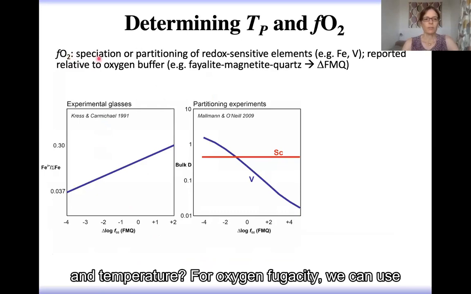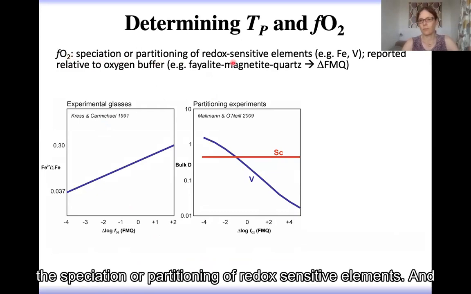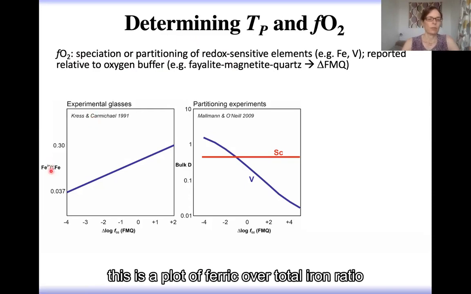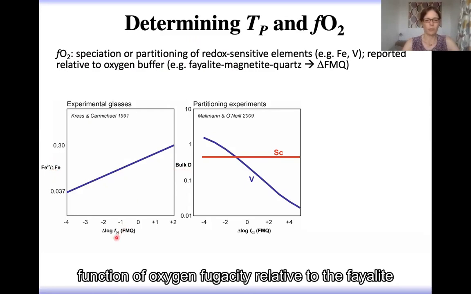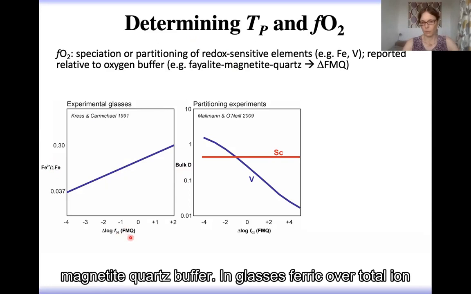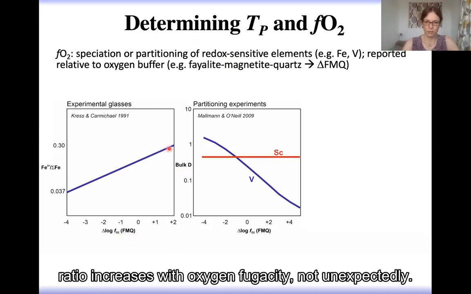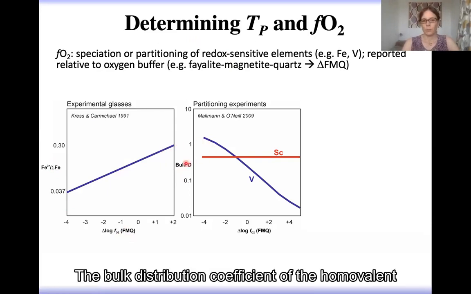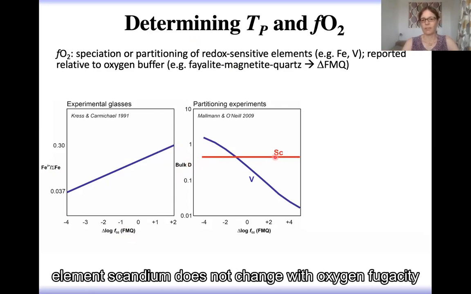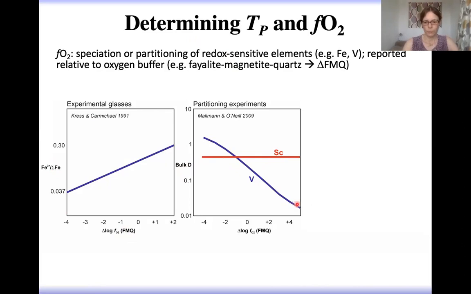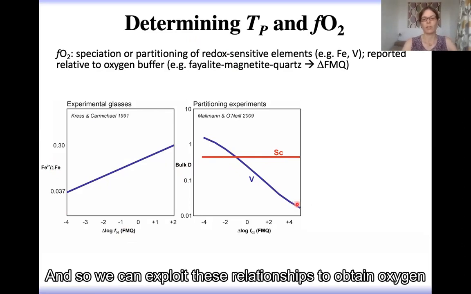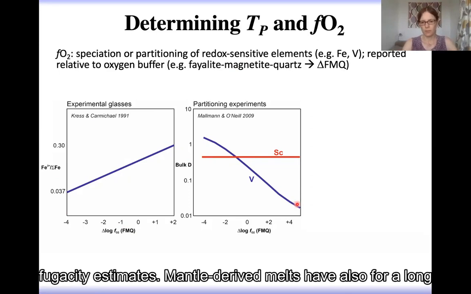For oxygen fugacity, we can use the speciation or partitioning of redox-sensitive elements. And this is a plot of ferric over total iron ratio on the left and of bulk distribution coefficient as a function of oxygen fugacity relative to the fayalite-magnetite-quartz buffer. In glasses, ferric over total iron ratio increases with oxygen fugacity, not unexpectedly. The bulk distribution coefficient of the homovalent element scandium does not change with oxygen fugacity. However, vanadium becomes increasingly incompatible during mantle melting. And so we can exploit these relationships to obtain oxygen fugacity estimates.